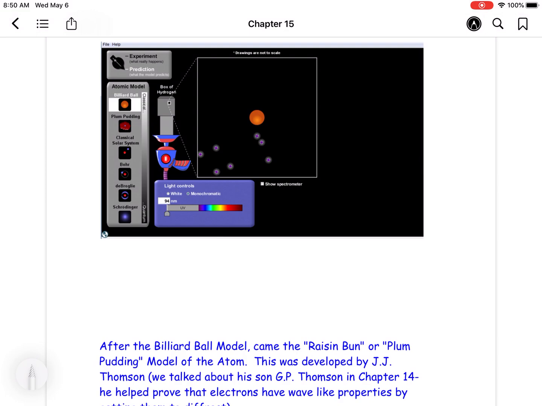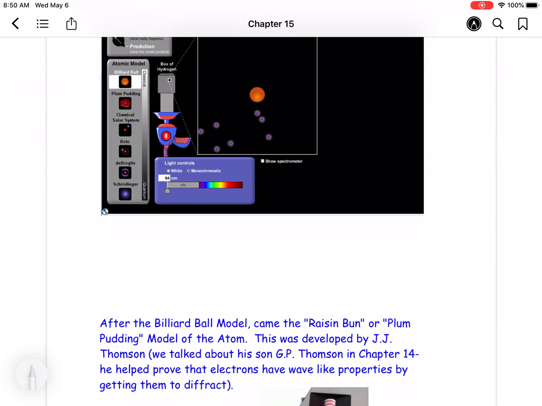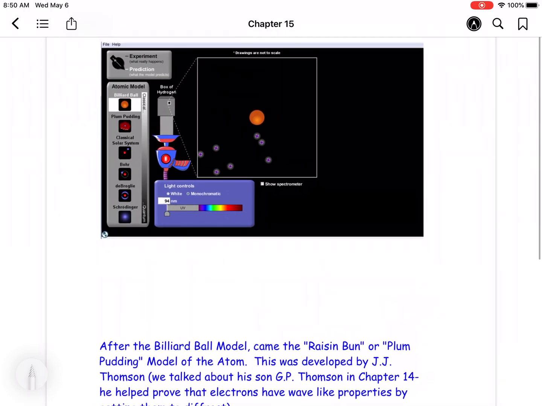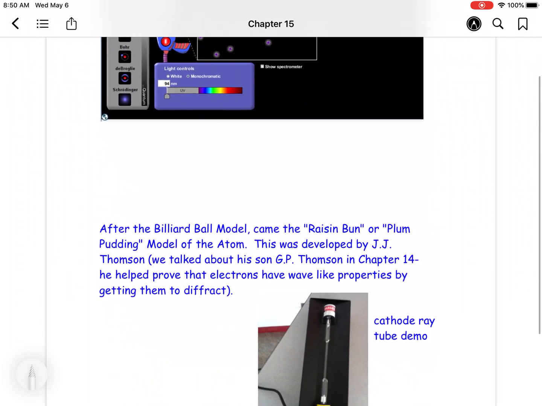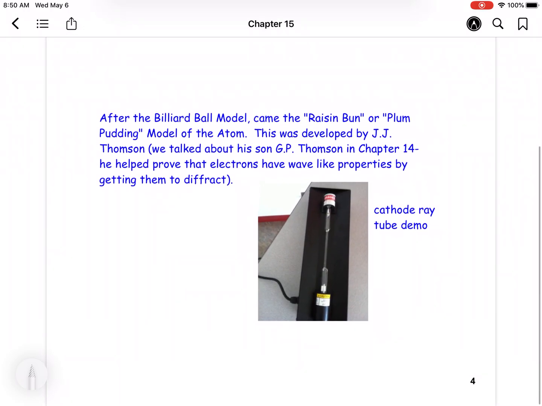So basically, if I shoot protons or light at this, it'll just hit and bounce off, hit and bounce off. That's the first model, a very simple billiard ball model. Everything's billiard ball. After the billiard ball model came the raisin bun or plum pudding model.